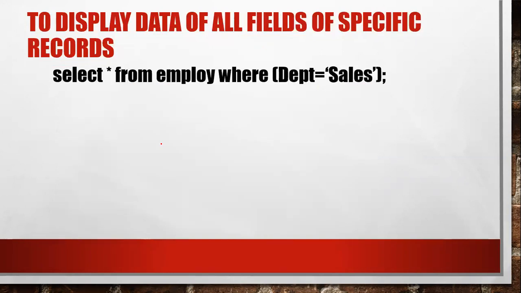Now the third category is to display data of all fields, but of specific records only. We don't want to view the records of all the employees, but only of specific employees. So over here I have written all fields. According to syntax, after select I have written star.